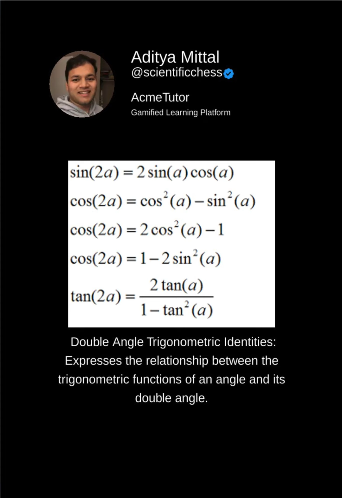Cosine of 2A can also be written as 2 cosine squared of A minus 1. So we use the Pythagorean identity in here along with the double angle formula. And then you can also do the Pythagorean identity the other way, so you can also write cosine of 2A as 1 minus 2 sine squared of A. And then tangent of 2A you can derive using the sum and difference of tangent formula as well.